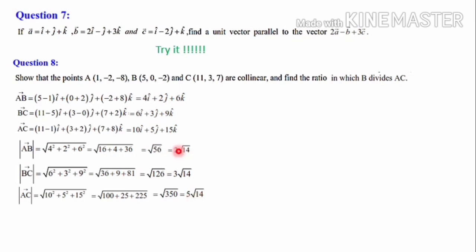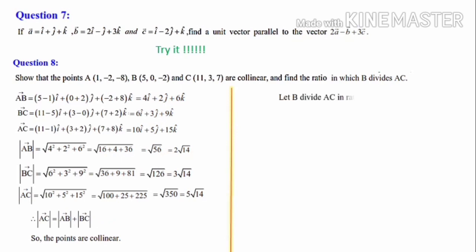Then when you observe here 2 root 14, 3 root 14, when you add these two, we will get 5 root 14. That is the magnitude of AC. So we can conclude as modulus of AC is equal to modulus of AB plus modulus of BC. Therefore, the points are collinear. So the first part is over.